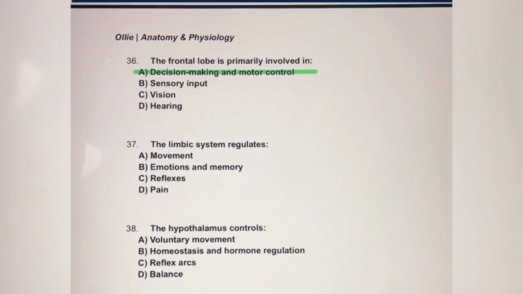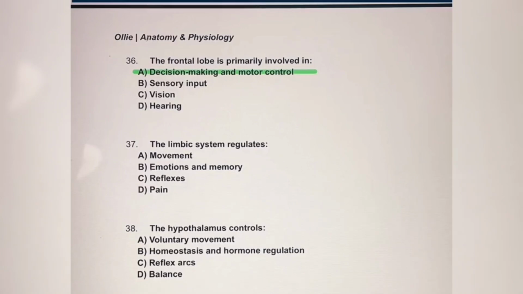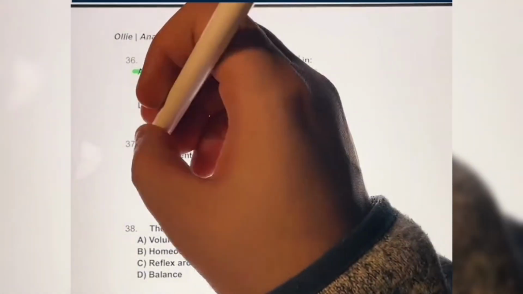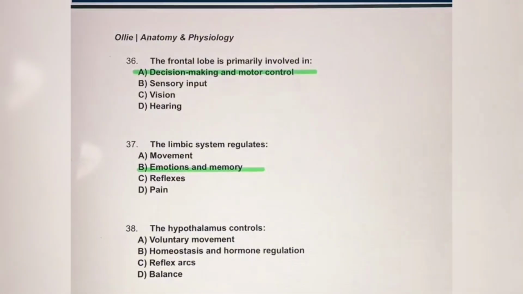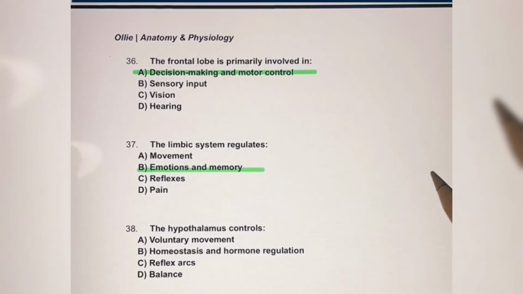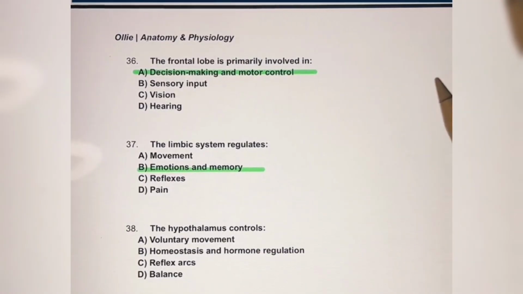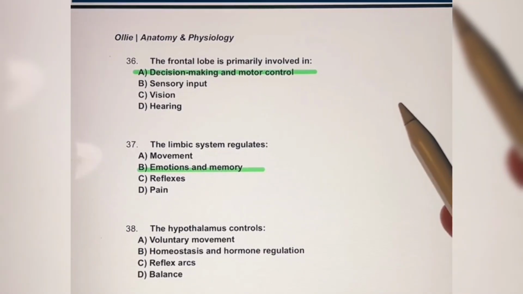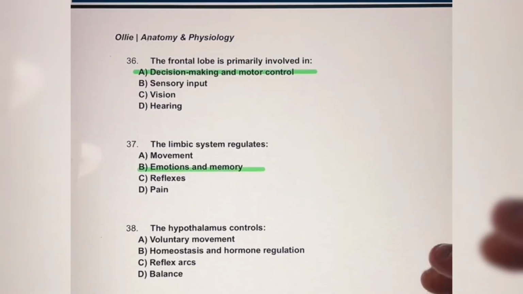Number 37, the limbic system regulates what? A, B, C, or D? Answer is B. It is our emotions and memory. If you got that one right, put a 1 in the chat. Again, our limbic system, it's made up of our amygdala, our hippocampus, for functions for emotions, memory, motivation, learning.